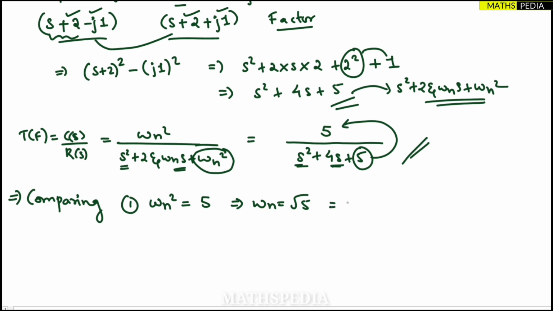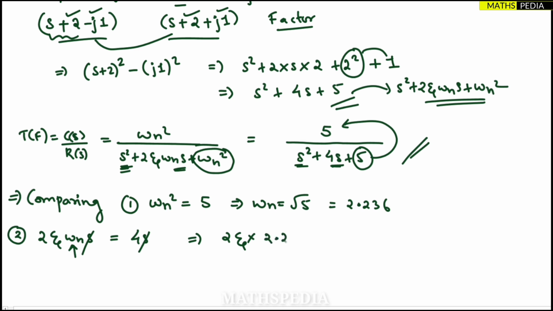Square root of 5 value is nothing but 2.236. Then the second thing, what you are comparing: 2 zeta omega n s. No need to compare s square because it remains the same. For 2 zeta omega n s, if we compare with 4s, the s gets cancelled. Omega n value we already know, just substitute: 2 zeta into omega n value 2.236 equal to 4.